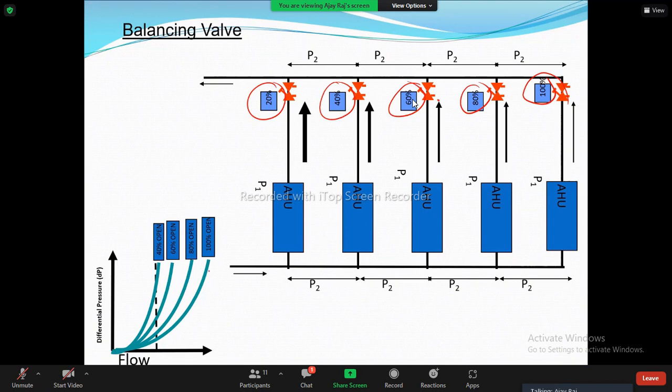When all valves were open, there was so much flow. The moment you started throttling these, your flows kept on reducing. Finally, the flow is this. So you have added resistance. What has happened is your head has increased and your flow has reduced. I hope it is clear. Yes, sir.